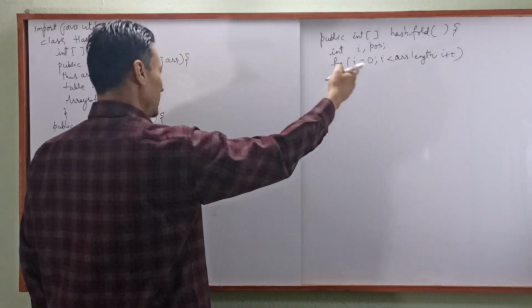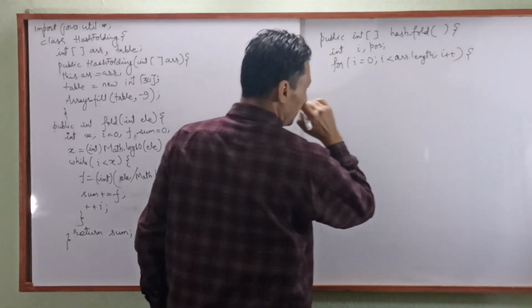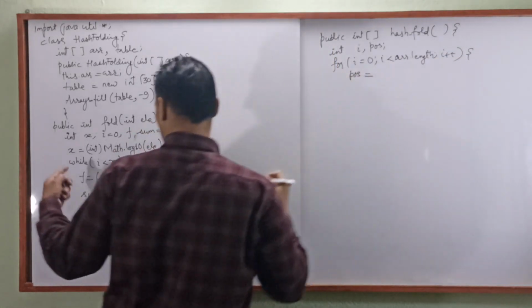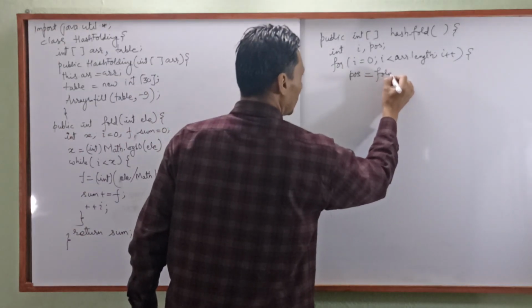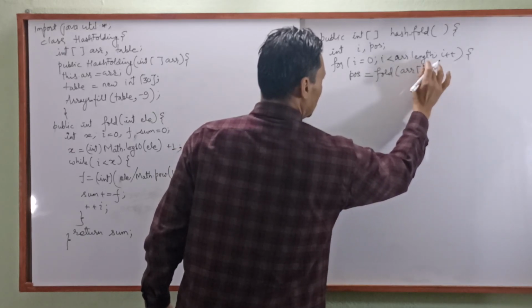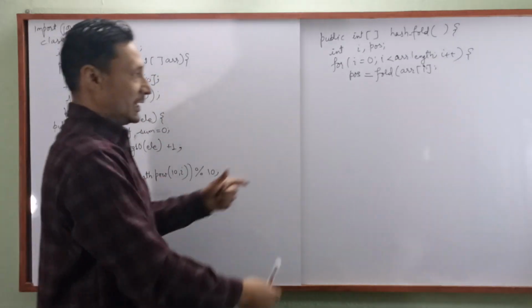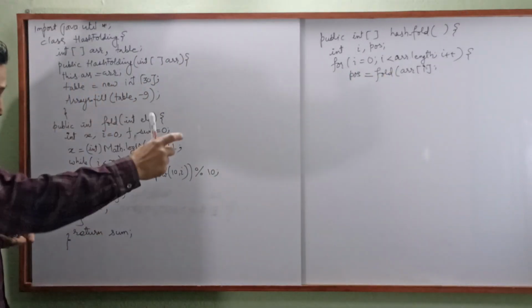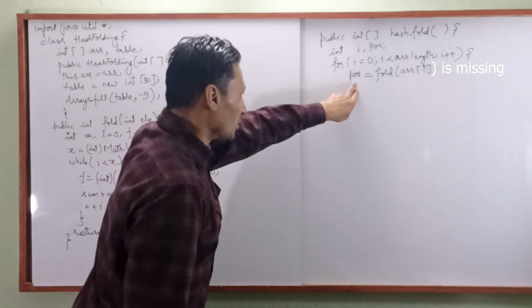We have to map this array to the table. So for each element, we have to get position is equal to, now we will be using this hash fold method, fold of arr[i]. We will be iterating through each element of the array. Each element will be provided to this fold method, and this fold method will sum the individual digits of that number and return the sum, and this sum will be stored within the position.